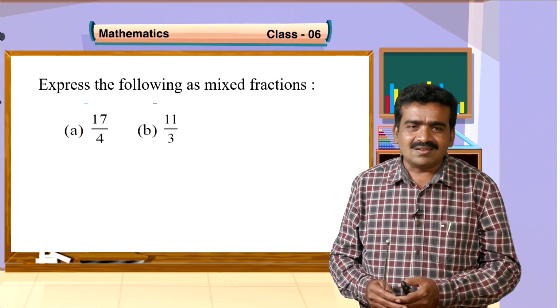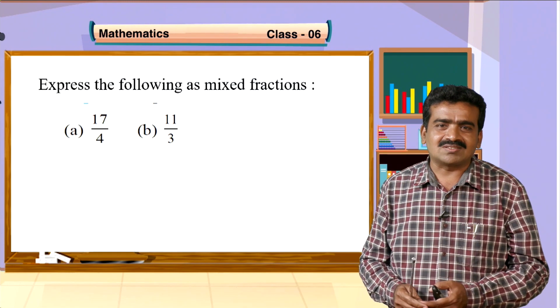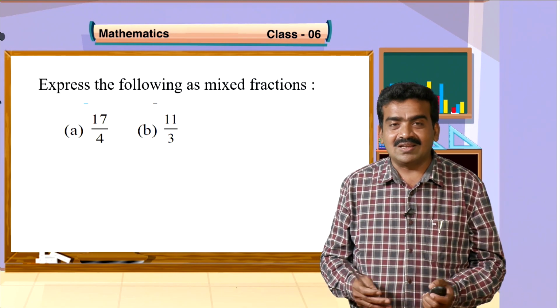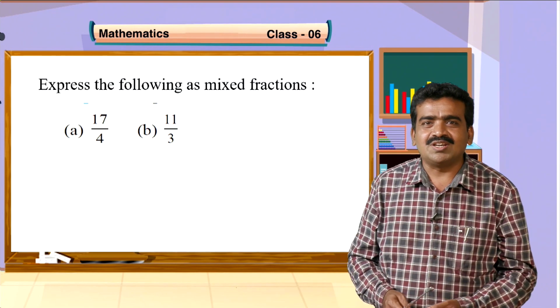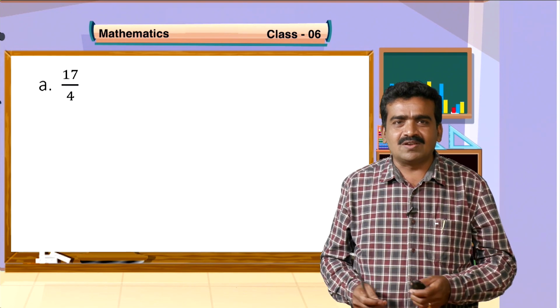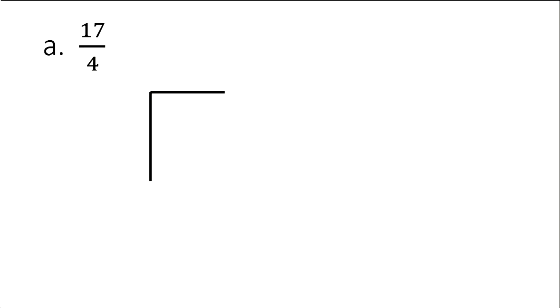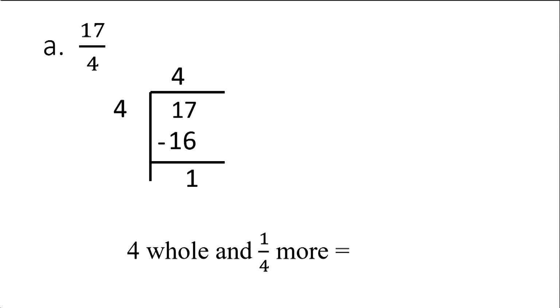Now let us learn how to express the improper fraction as a mixed fraction. I am teaching you the method of conversion of improper fraction into a mixed fraction. Just follow this. What we have to do? We have to divide 17 by 4 like this. So, what we will get? 4 4s are 16. There will be a remainder 1. We have to write the fraction like this, 4 whole and 1 by 4 more, that is 4 1/4 is the mixed fraction for 17 by 4.